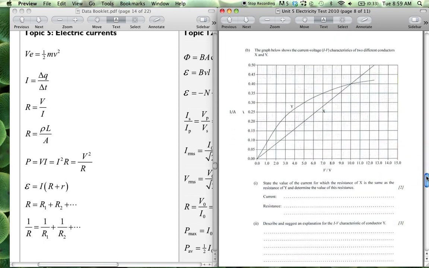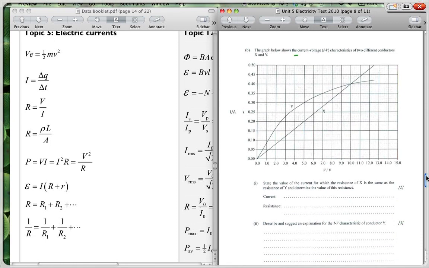And it says here, the graph below shows the current-voltage (IV) characteristics of two different conductors, X and Y. Now, just for interest's sake here, for X, this is an ohmic conductor. You can see here that it's a proportional straight line graph going through the origin. For Y, it's non-ohmic. One can see here that your current and your voltage are not directly proportional.